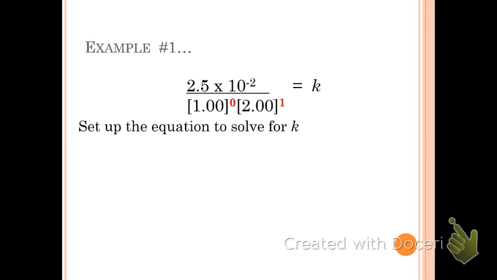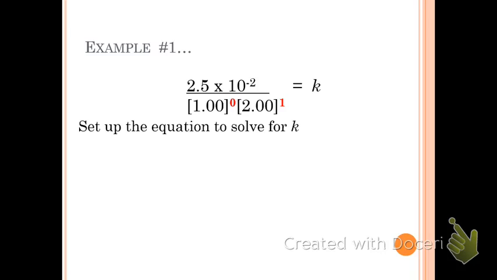So clear your calculator. Put in 2.5 e to the negative 2. Now I'm going to pause there. Remember, if you're going to use the times 10 to the negative 2, you must put that in parentheses so your calculator can see that it is one thing. Then we're going to divide that by, open parentheses, 1 caret key 0 times 2 caret key 1, close your parentheses, equals k.